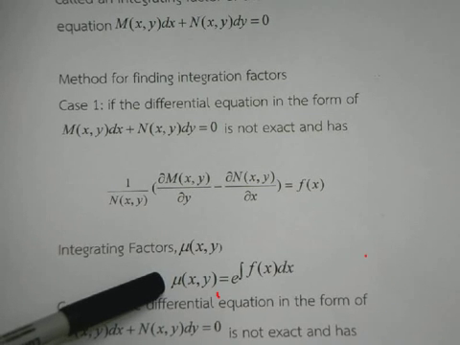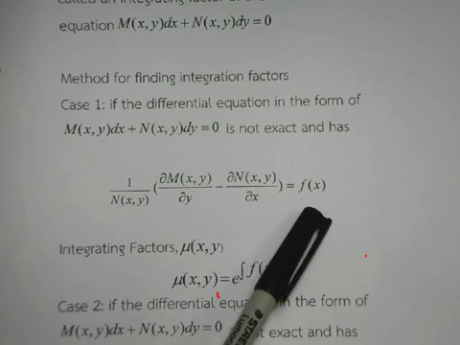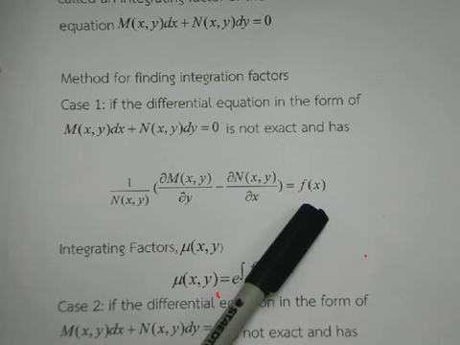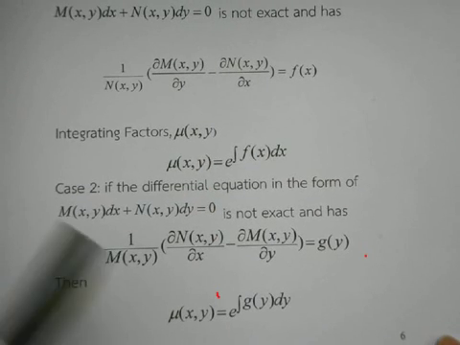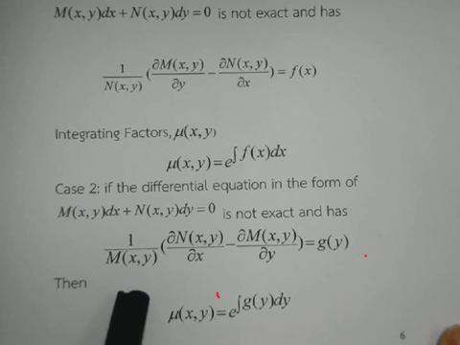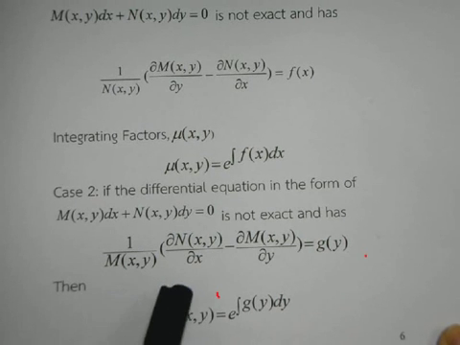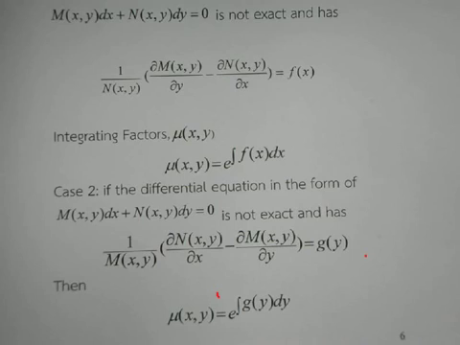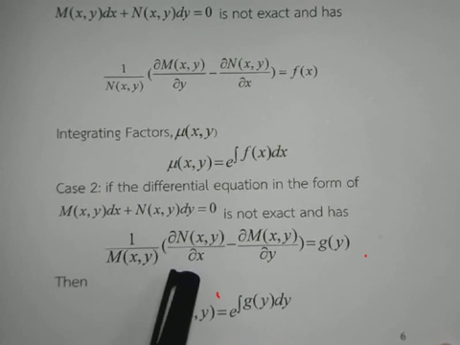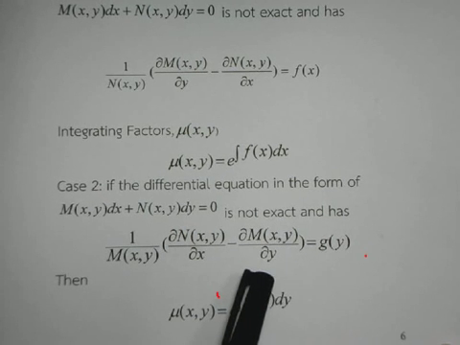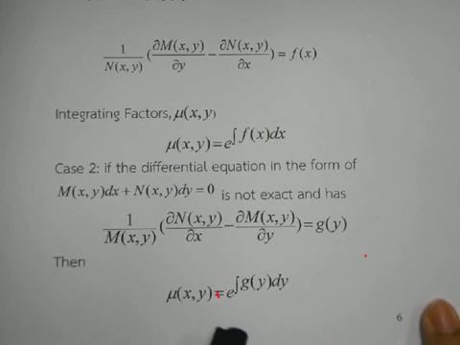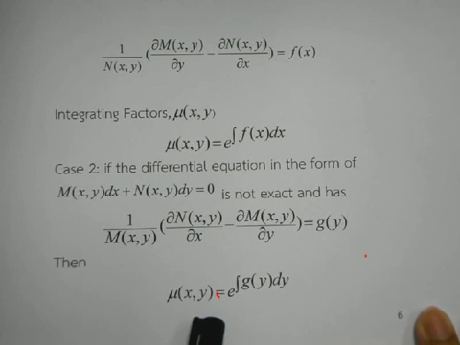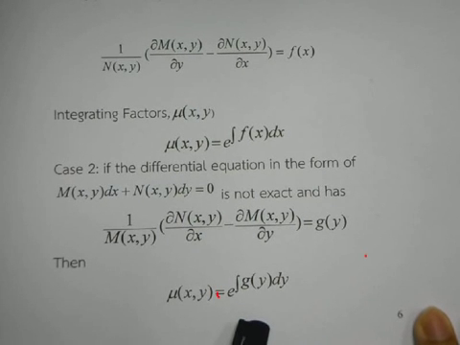But if you do this and it is not a function of x only, you have x and y together, don't give up. You can go on to the second case: 1 over M times the difference between the derivative of N with respect to x and the derivative of M with respect to y. If it is a function g(y) of y only, you can find the integrating factor by using this formula, equal to the exponential of the integral of g(y) dy.